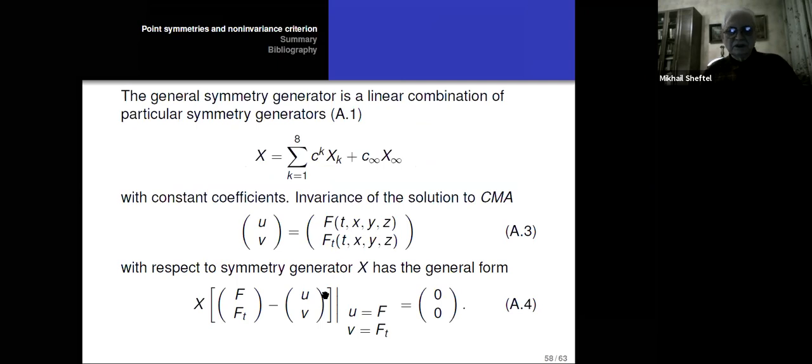Then what you do, you take a linear combination of all symmetry generators with arbitrary constant coefficients and impose the condition of the invariance of the solution of the complex Monge-Ampere equation, where U is some f, some solution, V is its time derivative. And the invariance condition means that X acting on the column f of t minus column uv, taken on solutions u equals f and v equals ft, should be 0.